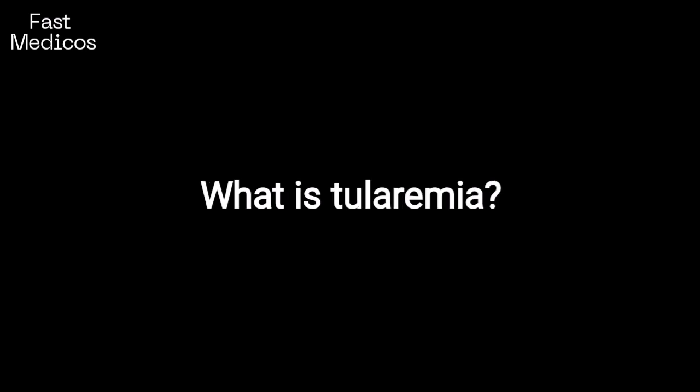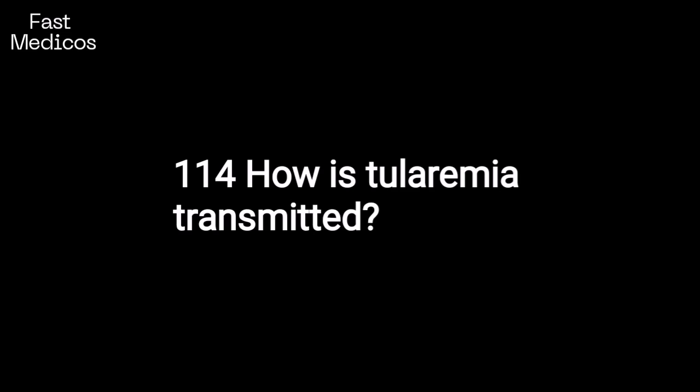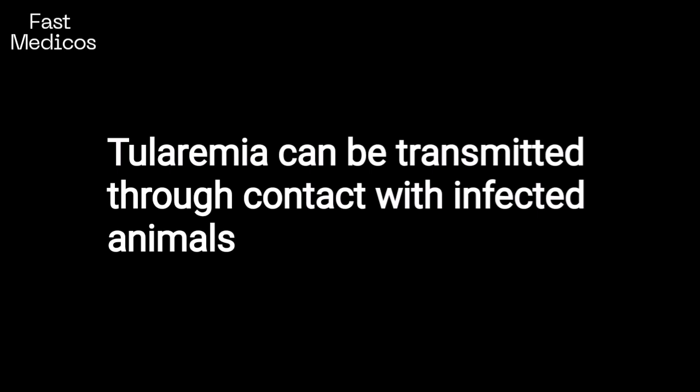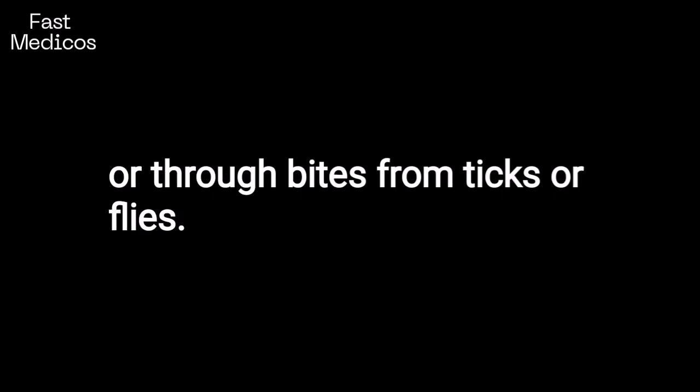113. What is tularemia? Tularemia is an infection caused by the bacterium Francisella tularensis. 114. How is tularemia transmitted? Tularemia can be transmitted through contact with infected animals like rabbits, muskrats, and prairie dogs, or through bites from ticks or flies.